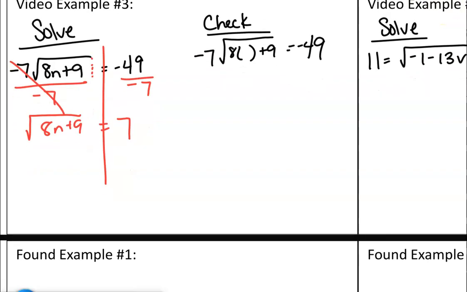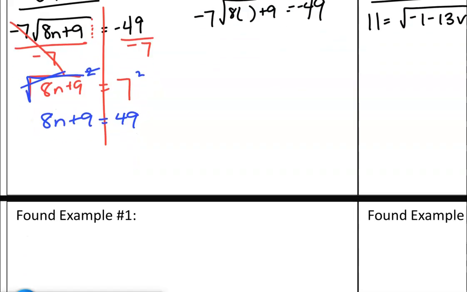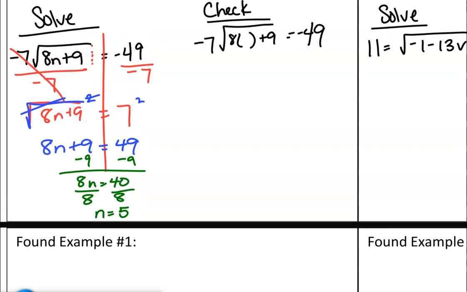Our radical is isolated, so the inverse operation of a square root is squaring. That goes away, leaving us with 8n plus 9 equals 7 times 7 is 49. And now we have a good old two-step equation. Subtract 9 from both sides. 49 minus 9 is 40. Divide by 8, and n equals 5.